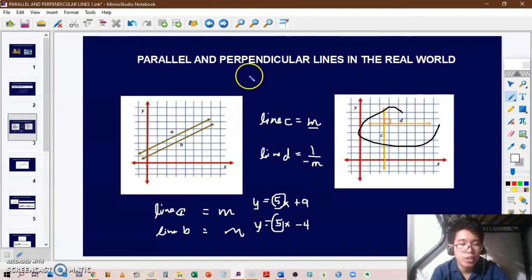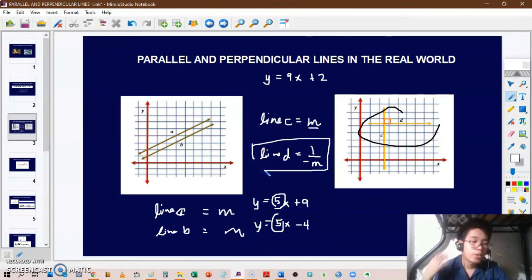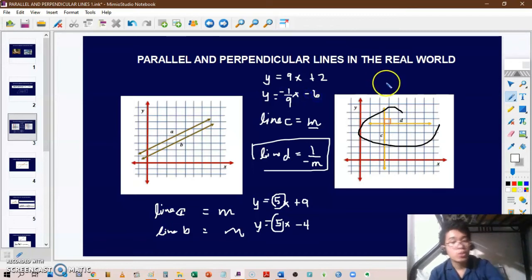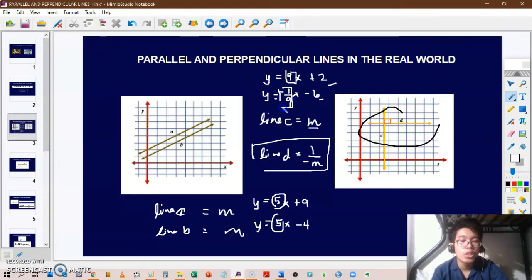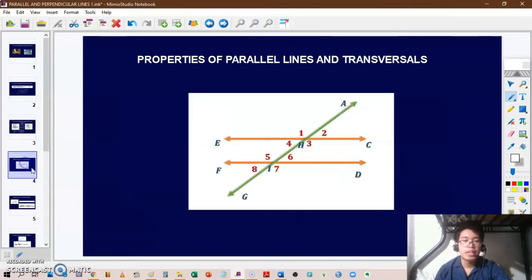For example, we have the equation y equals 9x plus 2. What line can be perpendicular to y equals 9x plus 2? We simply use the property that perpendicular lines have slopes that are negative reciprocals of each other. So the line perpendicular to y equals 9x plus 2 could be y equals negative 1 over 9 x minus 6. Their intercepts can be different, but their slopes must be negative reciprocals of each other in order for them to be perpendicular lines. That also holds true for parallel lines, but their slopes have to be the same, and their intercepts can be different. So that's one of the applications of parallel and perpendicular lines in analytic geometry.